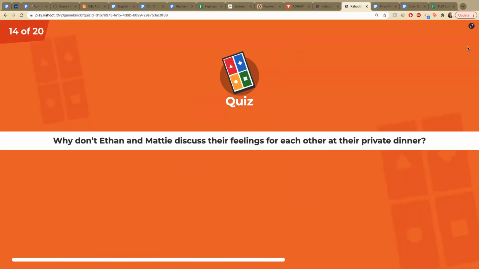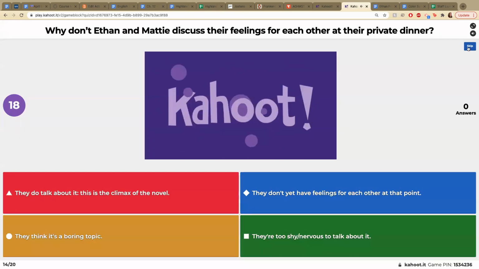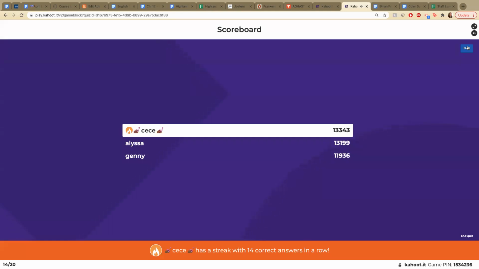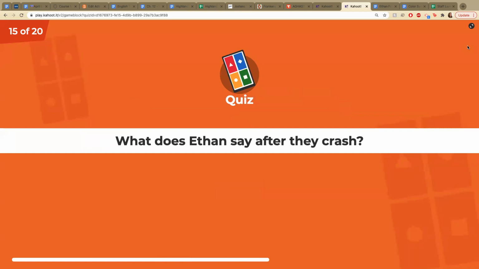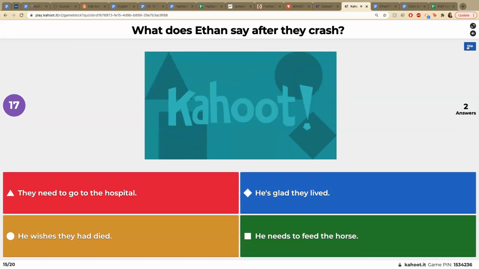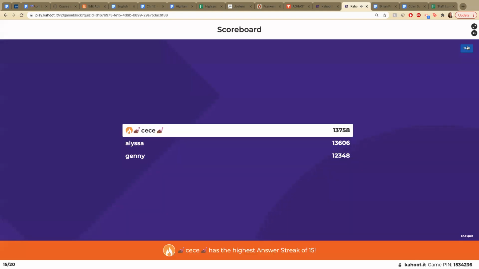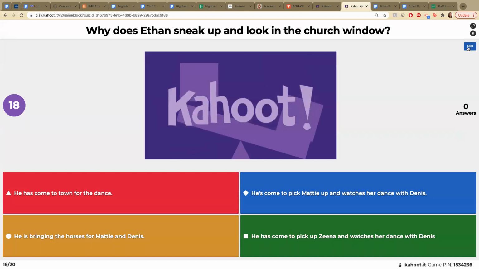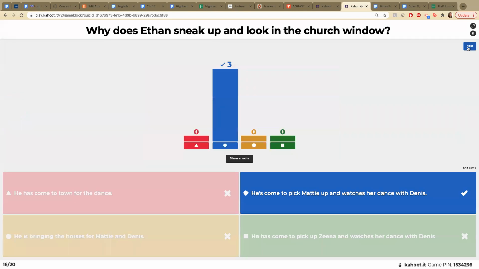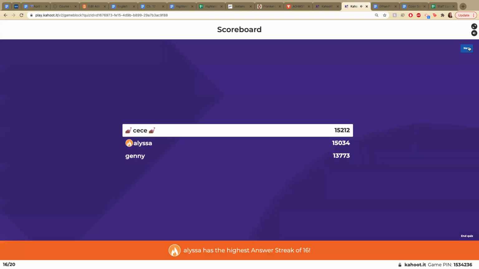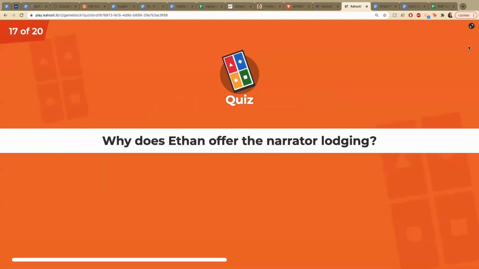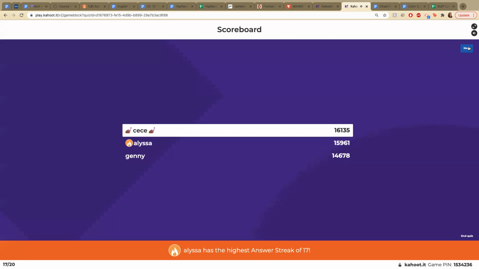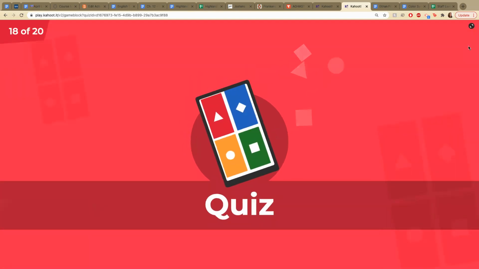Why don't they discuss their feelings for each other at their private dinner? Yup. They're just too nervous. What does Ethan say after they crash? The one thing he talks about. Yep. Probably in a little bit of shock. Why does Ethan sneak up and look in the church window? Those are long answers. Why does Ethan offer the narrator lodging? Bad snowstorm. Ooh, Alyssa, 17 in a row correct.